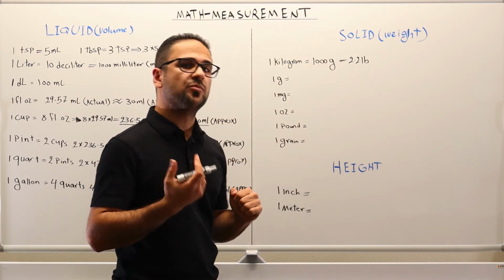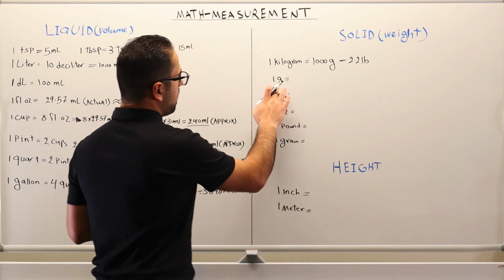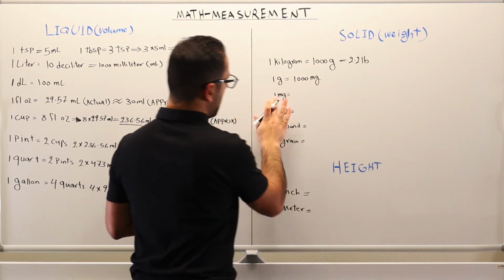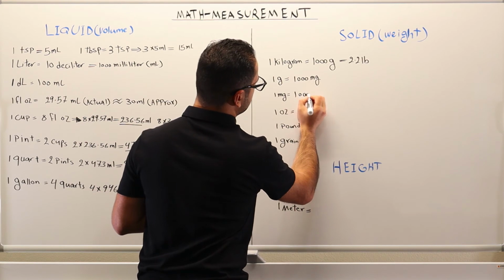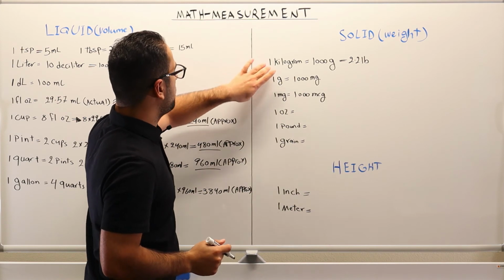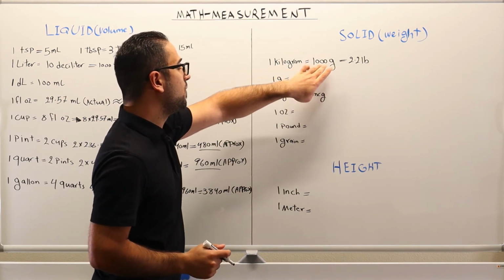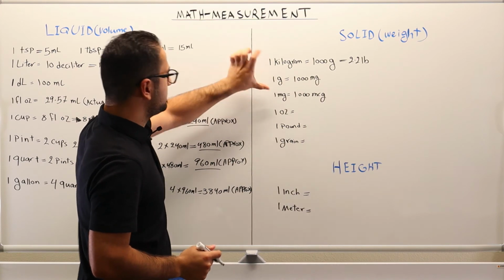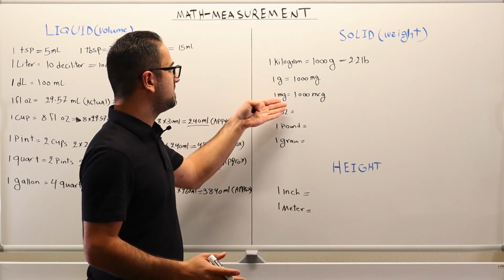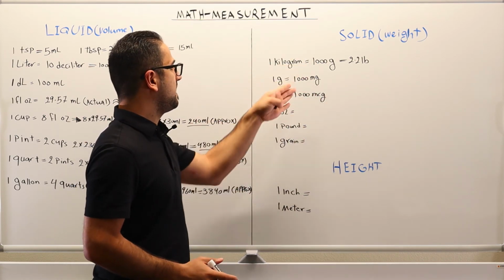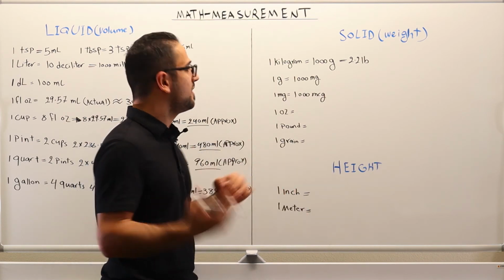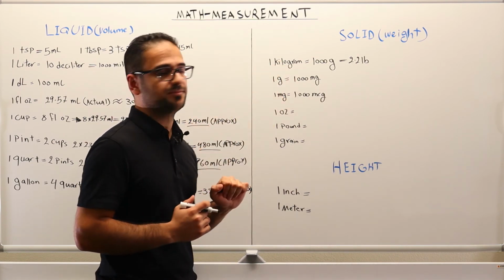1 kilogram equals 2.2 pounds. 1 gram is equal to 1,000 milligrams. And 1 milligram is equal to 1,000 micrograms. So knowing that 1 kilogram is equal to 1,000 grams, we can actually make this easier between kilogram to gram to milligram to microgram. There is a difference of 1,000s in between them. So this is an easier way to keep it in your mind, that there is a 1,000 difference between each conversion.